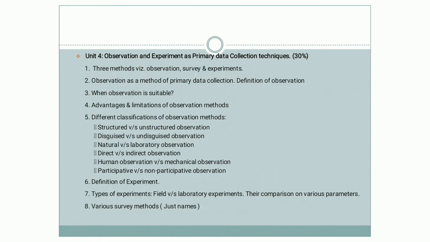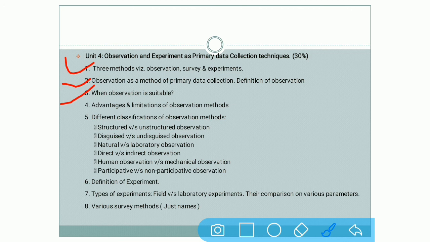Unit number 4 is observation and experiment as a primary data collection technique, which has a weightage of 30%. Continuously we are observing, and we are doing certain kinds of experiments which have a different meaning here, but the different methods of observation and experiment are to be learned here. So 3 types of methods are going to be learned here, as well as observation as a method of primary data collection, its definition, when this observation is suitable, its advantages, limitations, as well as different types of observation.